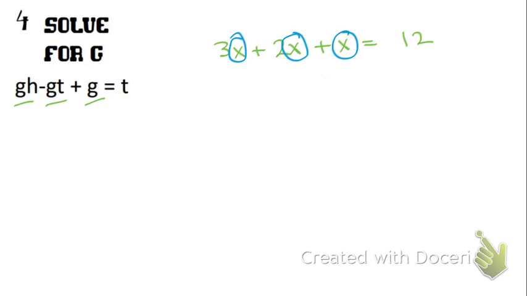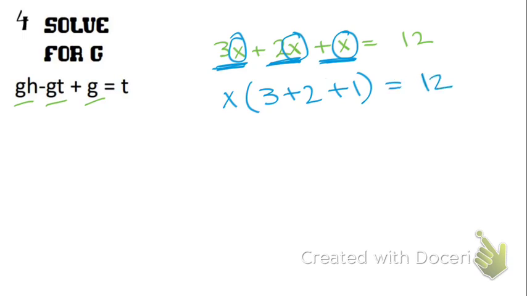So when you ask yourself what's the greatest common factor of each of these terms, what can I divide each of those terms all by? I can divide them all by an x. And I'm left with a 3, a positive 2, and a positive 1. Now this is x times this 3 plus 2 plus 1.